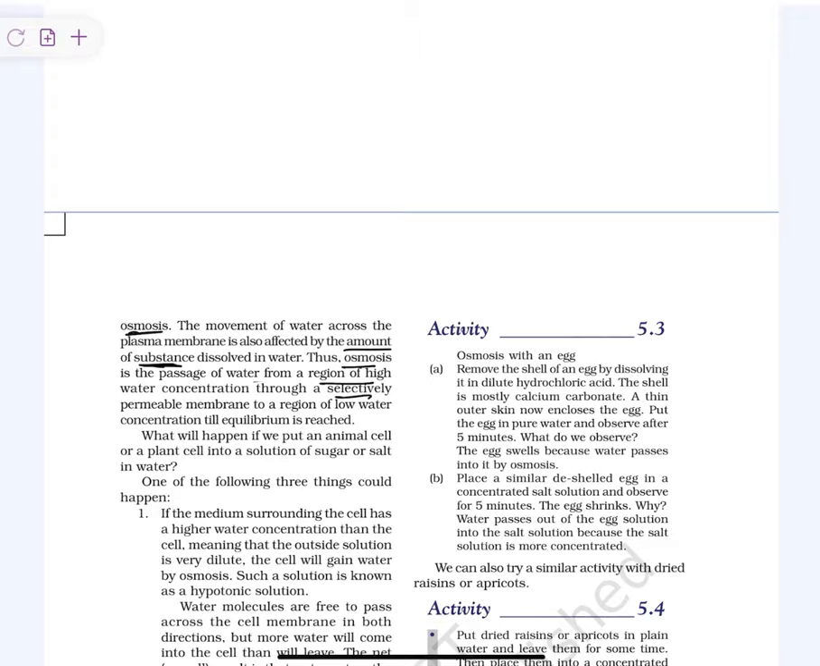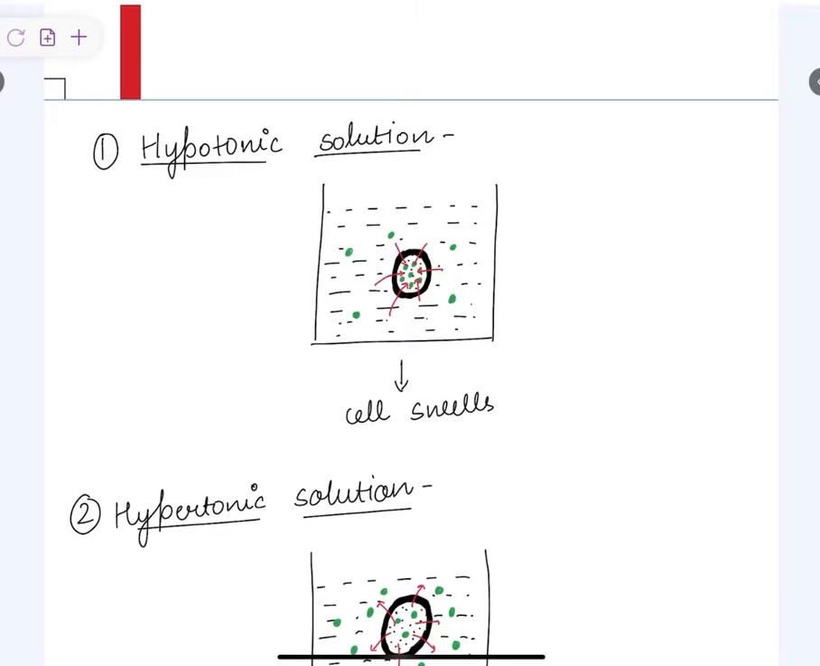Now what will happen if we put an animal cell or a plant cell in a solution of sugar or salt in water? So to understand this, let's understand three types of solution: hypotonic, hypertonic and isotonic solution. So in hypotonic solution, we can see this is a beaker and inside there are solvent molecules. These are the solvent water molecules. These green ones are the solute particles, and inside there is a cell.